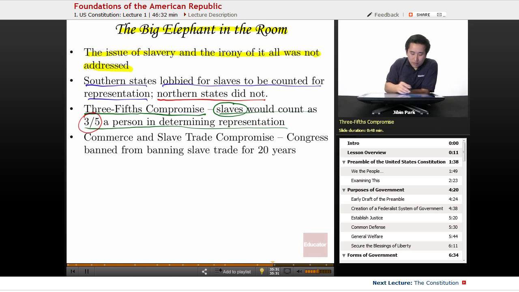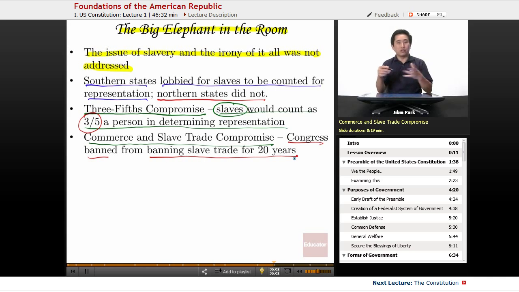Another compromise that was made was the Commerce and Slave Trade Compromise. This had to do with slavery. Congress was basically barred from banning the slave trade for 20 years. So eventually the slave trade would be banned, but for at least 20 years, Congress could do nothing about banning the slave trade.